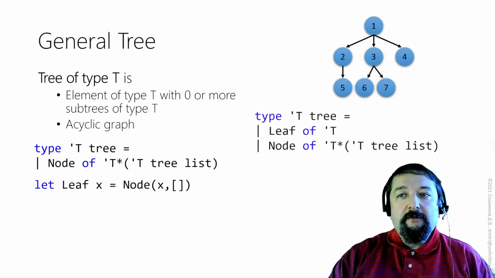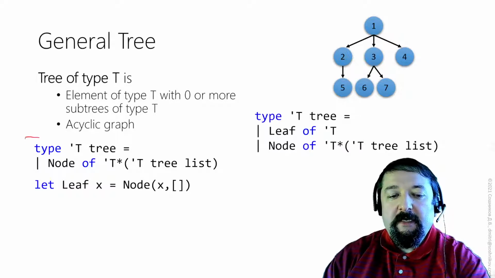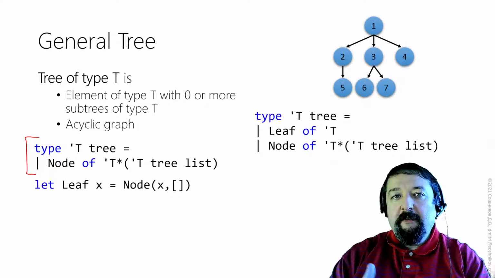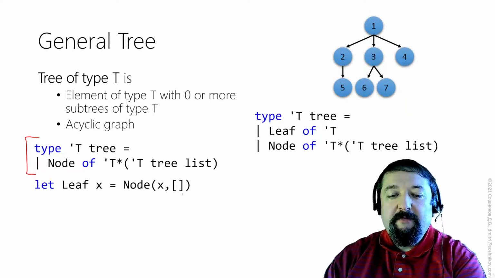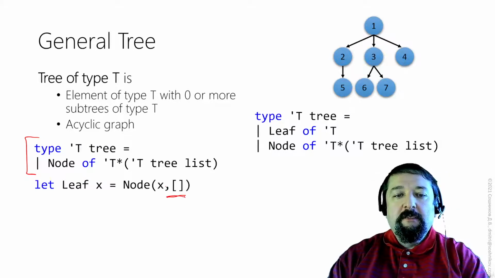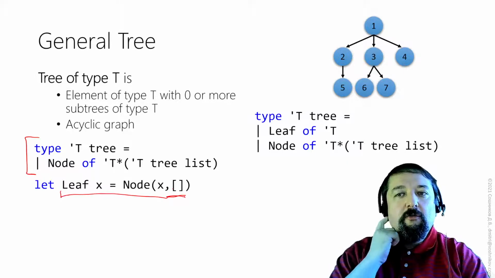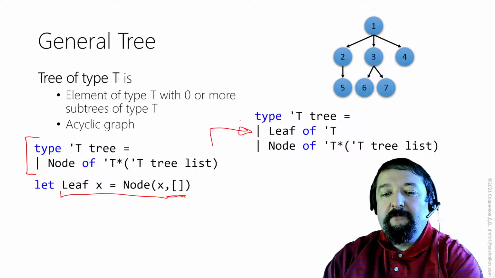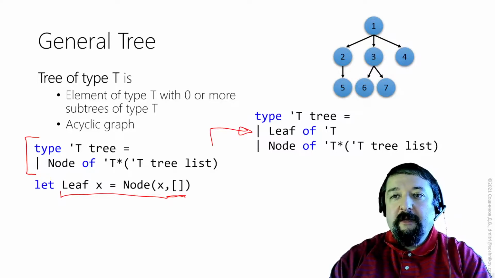Sometimes we can also find an alternative definition where we make an explicit difference between leaves and nodes. In the previous case, a leaf is anything which does not contain any subtrees. So a leaf is something with an empty list of subnodes. Using this definition, we can define a leaf as a node of X and an empty list. But sometimes, to make it more explicit that there are different types of nodes, we can differentiate between leaf and node in the type definition itself.